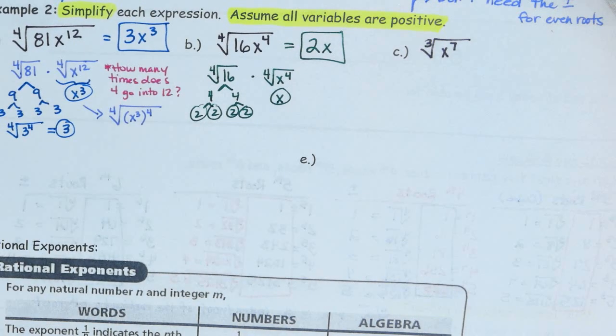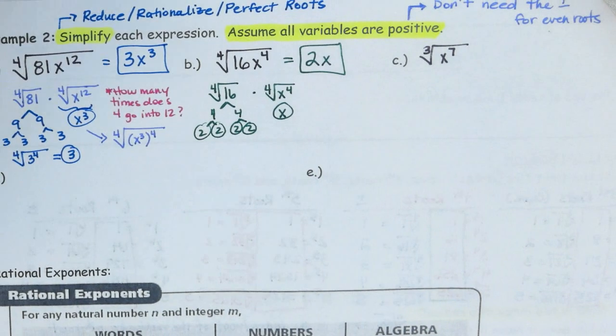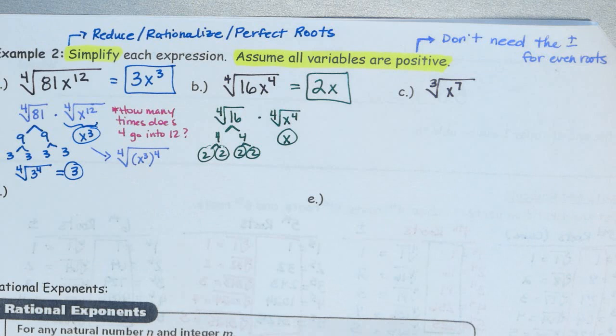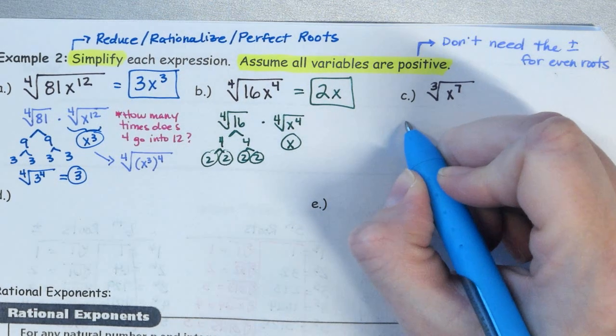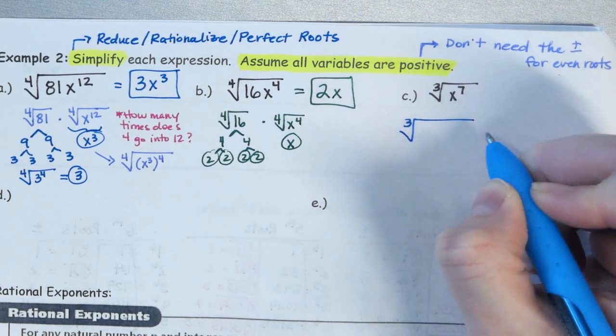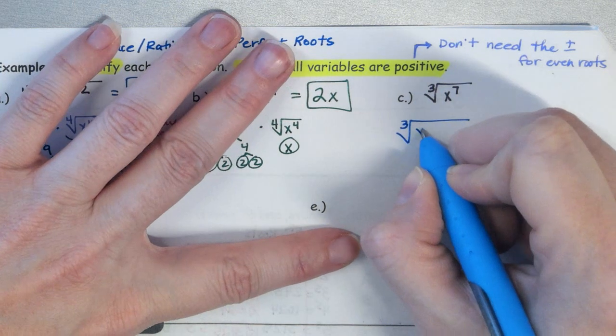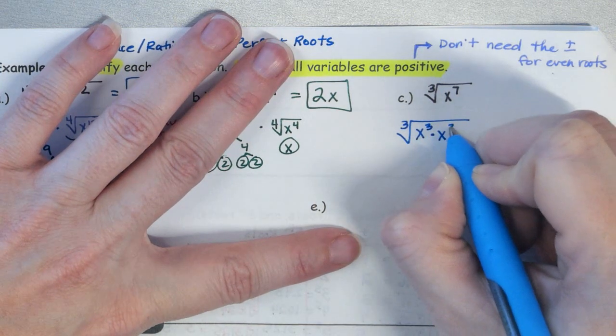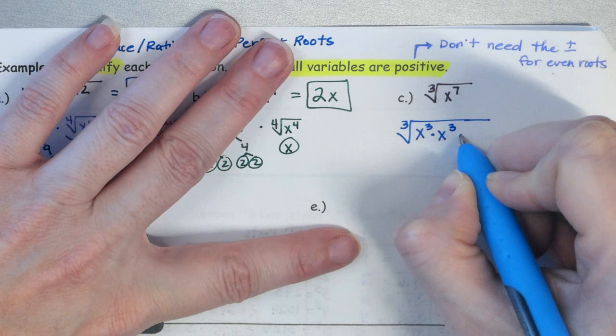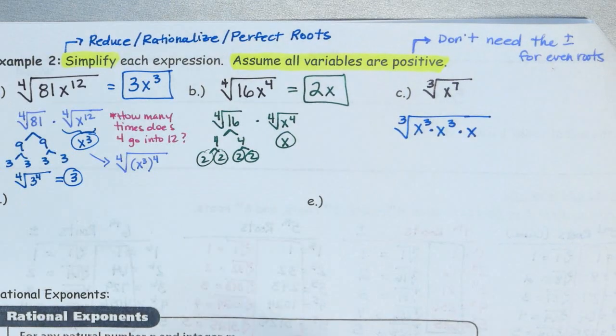So you're still going to ask yourself the same question, okay? How many times does 3 go into 7? Twice. How many are left over after it goes in there twice? 1, okay? So I'm going to write this visually for you on our notes. And then once you're practicing this, you won't need to write all this down. But you have 2 groups of 3, and then you have 1.